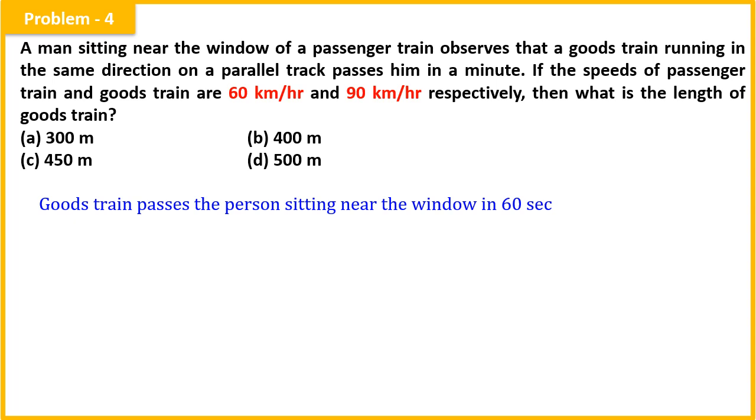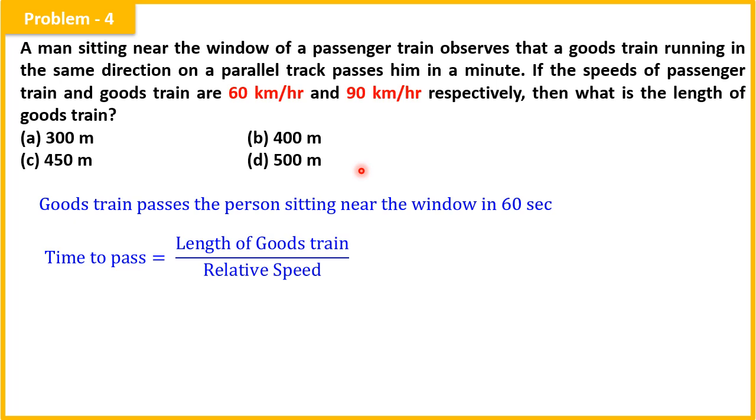So goods train passes the person sitting near the window in 60 seconds. Please remember one point here. Goods train is only passing the person sitting in the window in 60 seconds, not the entire passenger train. ये 60 सेकंड में सिर्फ वो पर्सन को पास कर रही है, पूरे पैसेंजर ट्रेन को नहीं.